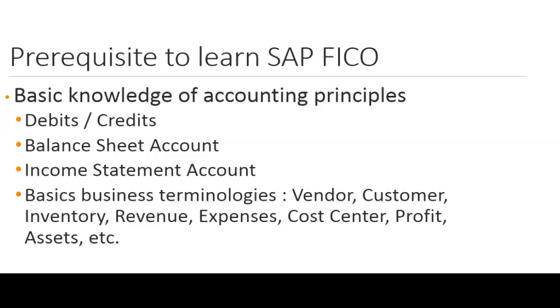What is an income statement account or the P&L statement account? How are the entries recorded in that? Some basic business terminologies like vendor, customer, inventory, revenue, expenses, profit, cost centers, assets. If you just know these kinds of terminologies and know some basic accounting principles, that should be enough to get you started in the SAP FICO course.